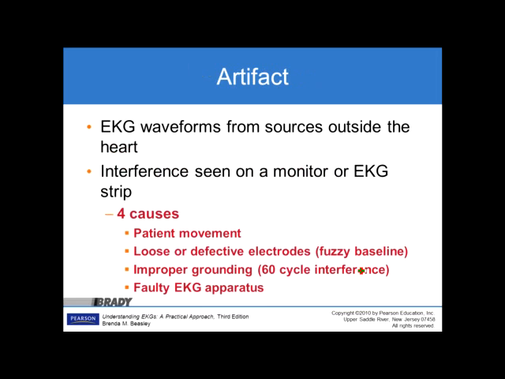Artifact: EKG waveforms from sources outside the heart, interference seen on a monitor or an EKG strip. The 4 leading causes are: 1, patient movement; 2, loose or defective electrodes, which would give you a fuzzy, wiggly baseline or isoelectric line; 3, improper grounding, or 60 cycle interference, meaning it's not grounded well enough; and 4, faulty EKG apparatus. The most common faulty apparatus we can see is banged up or damaged leads.